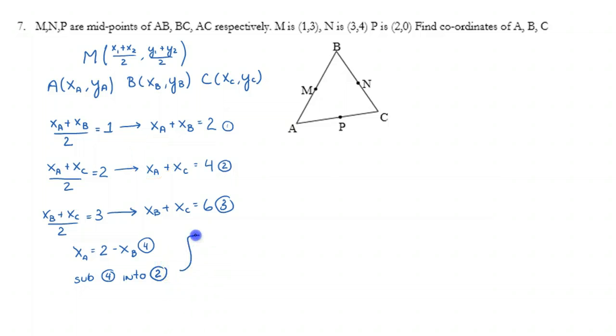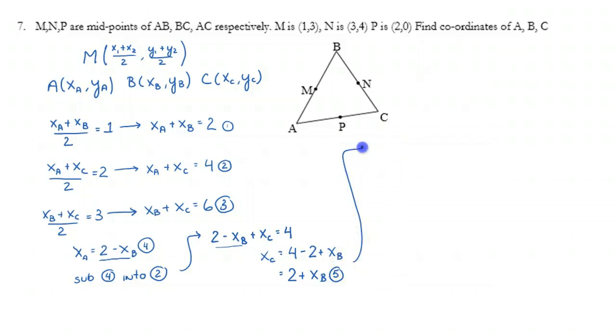So therefore, let's just come up here. So we're going to get 2 minus xb plus xc is equal to 4. So notice what we've done is we've substituted this value here to there. So therefore, we can say that xc is equal to 4 minus 2 plus xb. So therefore xc is 2 plus xb. So we'll call this equation 5.